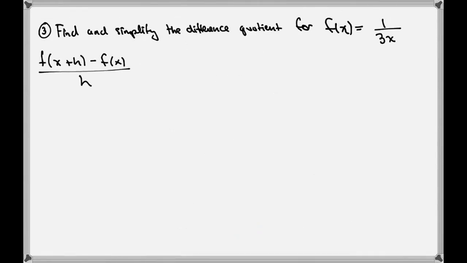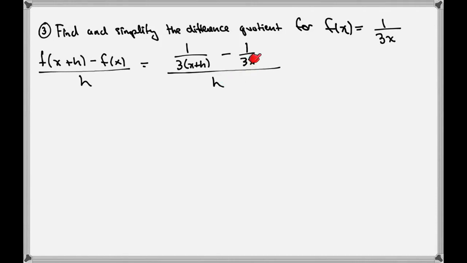We'll give an alternative solution to the problem from before. F of x is equal to 1 over 3x. And we'll evaluate the difference quotient by clearing the fractions as opposed to doing the subtraction in the numerator first. So we'll have the same expression when we evaluate.